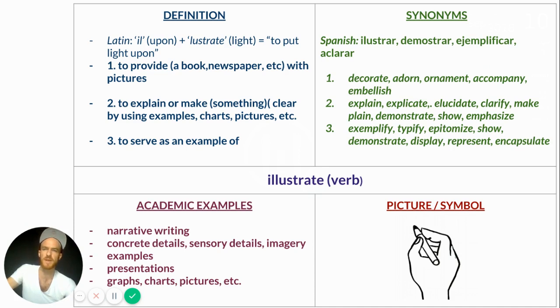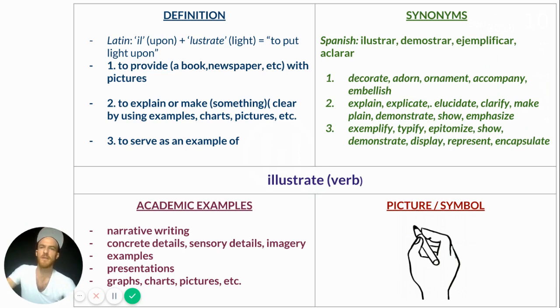Second definition, to explain or make something clear by using examples, charts, pictures. So when you're illustrating in something like history or science, you illustrate a lab report with graphs. You illustrate history things with pictures or maps or diagrams. All right. But then the third, and what we're thinking about right now, is as a writer, you illustrate by giving things that are examples of other things, right?